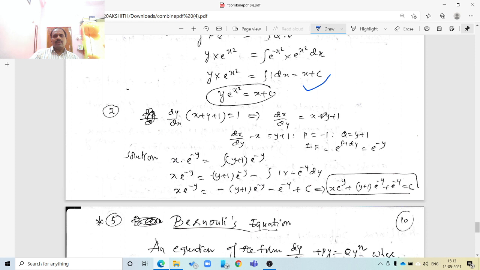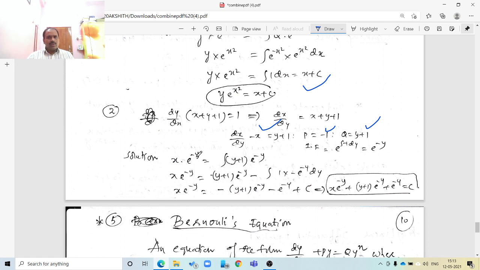You can write dx by dy is equal to x plus y plus 1. Dx by dy minus x is equal to y plus 1. Clearly it is a linear differential equation in x, where p is equal to minus 1 and q is equal to y plus 1. Then the integrating factor is e power integral p dy, that is e power minus y.